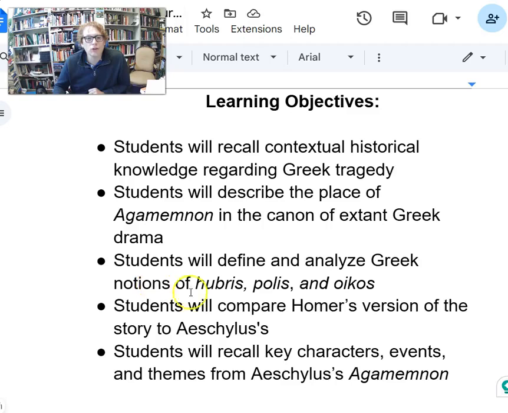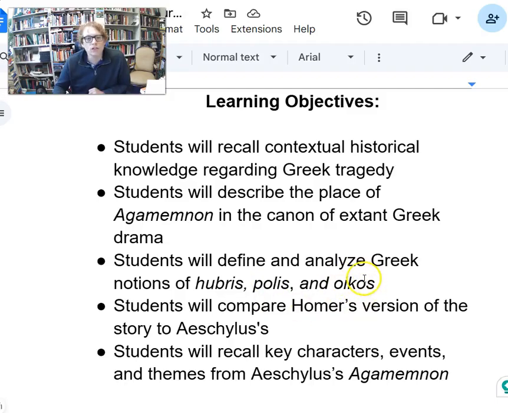I want you to be able to define and analyze 3 Greek words. So we're building on some of the ones we've already heard a little bit about. Words like kleos and time and xenia. And to that list today, we're going to add and extend our knowledge of what hubris is, which means excessive pride. Polis, which I mentioned very briefly, referring to a city-state and the people within the city-state.